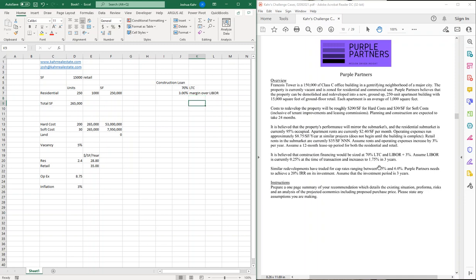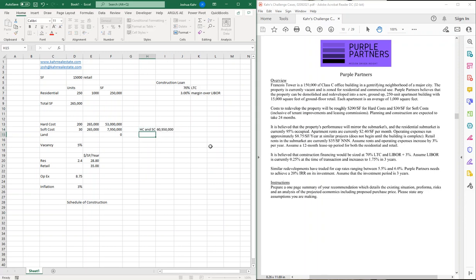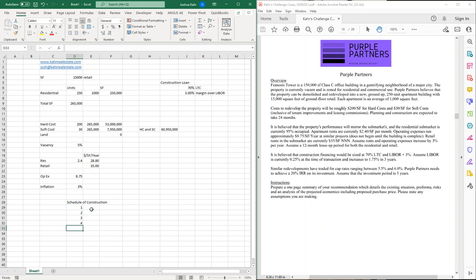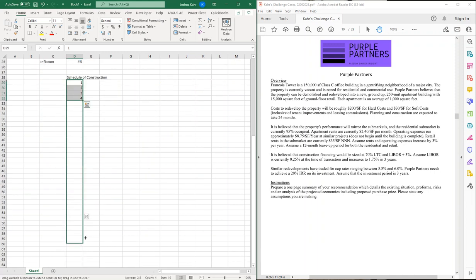let's build a schedule. The first thing we need is some sort of construction schedule. So I'm going to have a schedule of construction. And we know in this case that the whole construction schedule is going to be these two numbers, right? So I'm going to say that this plus this is the hard cost and soft cost. That's my development cost. That's what I'm spending to build it. Now, if I have some period of time, say, 1, 2, 3, 4, let me drag that down a bit.